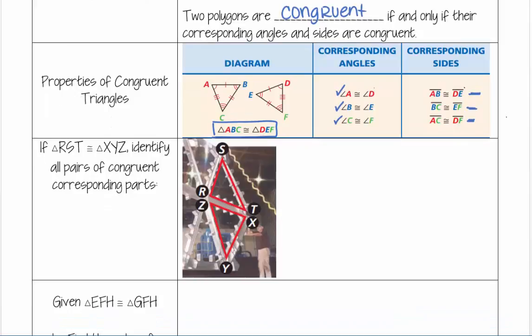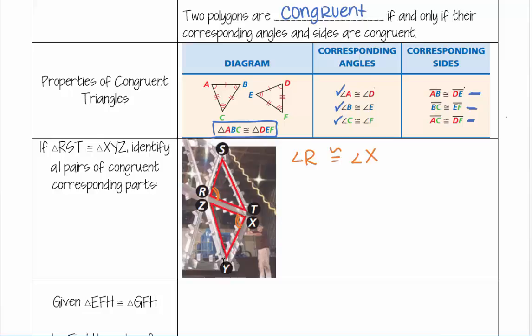So if I give you something like this picture right here and tell you that triangle RST is congruent to triangle XYZ, we can identify all the congruent stuff. And to be honest, we don't even really need the picture as long as we have the congruent statement. The order that we have here is the order that they are congruent. So R comes first on this triangle, and it's congruent to X on this triangle. So angle R is congruent to angle X.